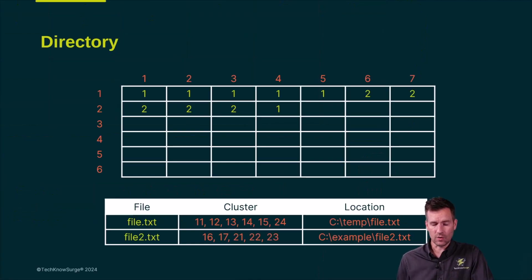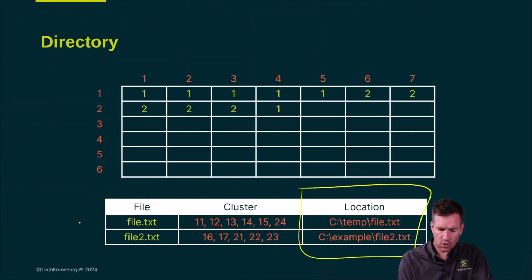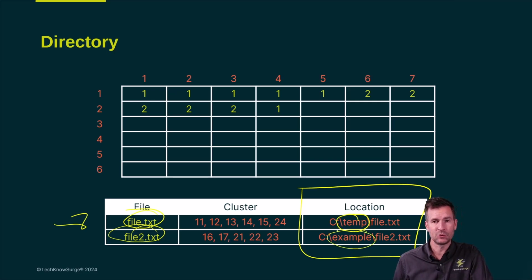One thing we could do is just add the information to our allocation table. So here we have file.txt, and we see that it's in the temp directory right here. And here we've got file2, and we can see that that's in the example directory.